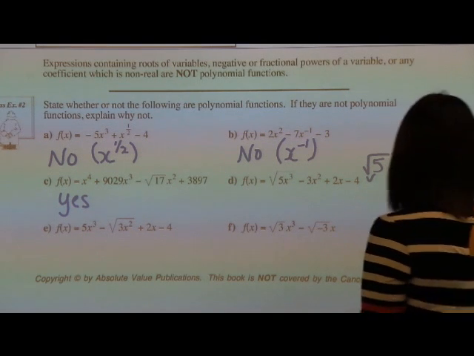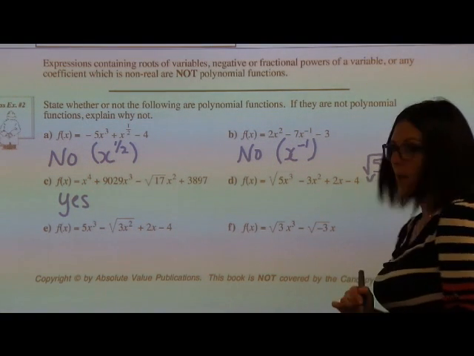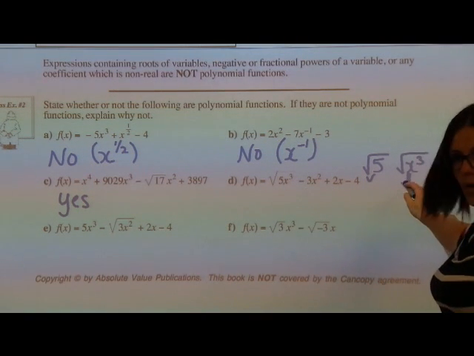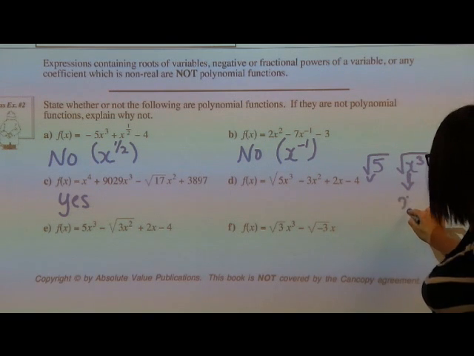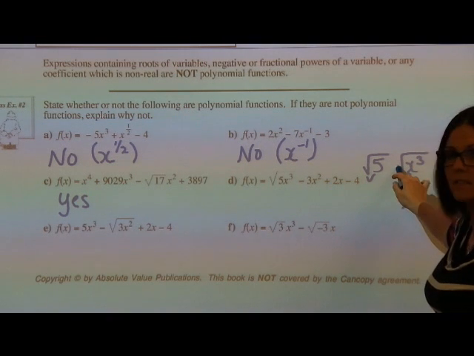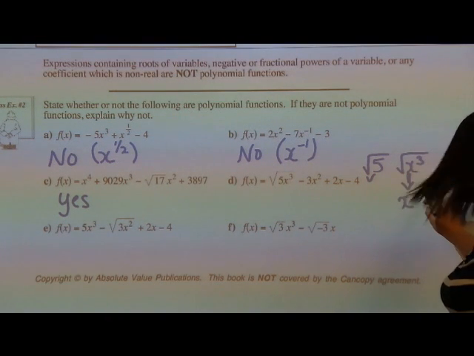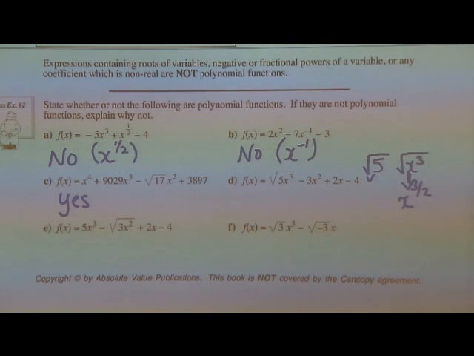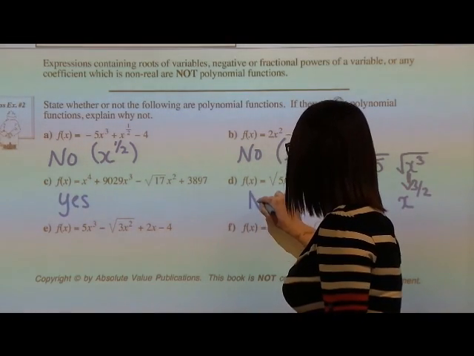So remember in grade 10, when we wrote radicals as a power, the square root of x cubed becomes x to the power of what? It was not 1/3. What's the index? Oh, 2. And the exponent is 3, so it becomes 3 halves. So now that we know what the exponent actually is, is that a polynomial function? No, because I have a non-whole number.